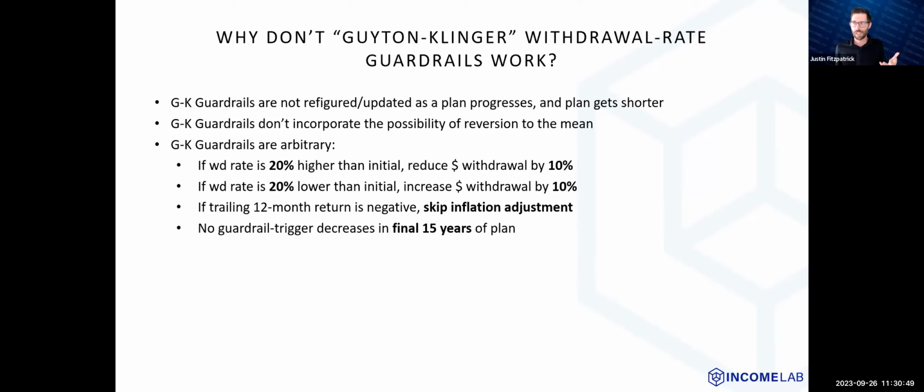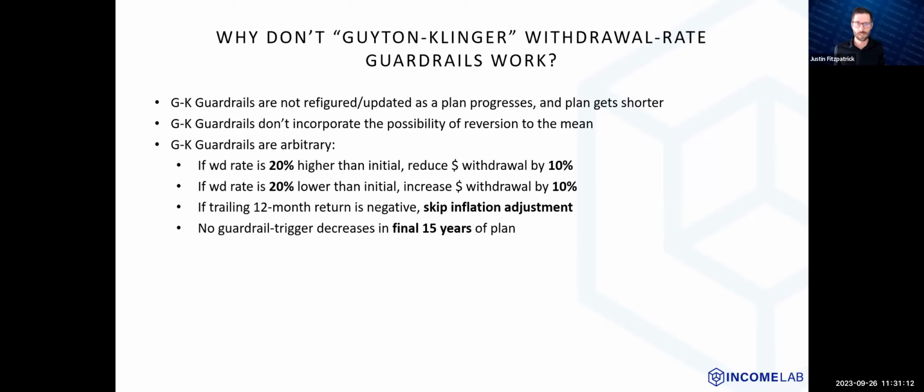Similarly, skipping an inflation adjustment is easy to implement, but it's arbitrary, right? The amount that you're reducing spending in real terms is just based on whatever inflation happened to be over the last 12 months. So that could have been 2%, it could have been 8%. So the adjustment itself is now dependent on something else.